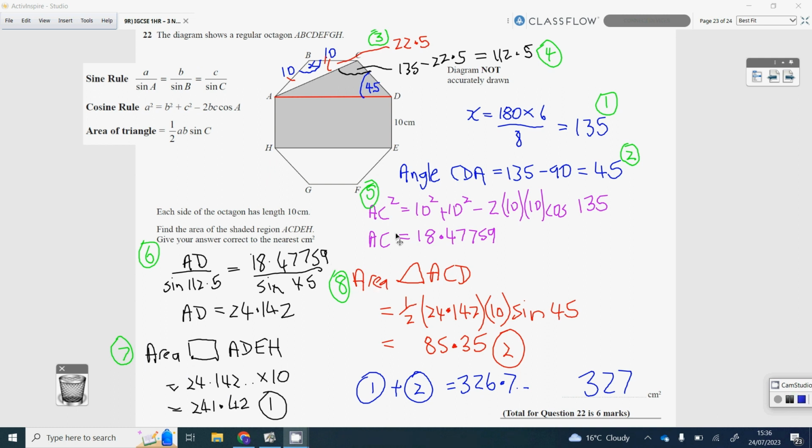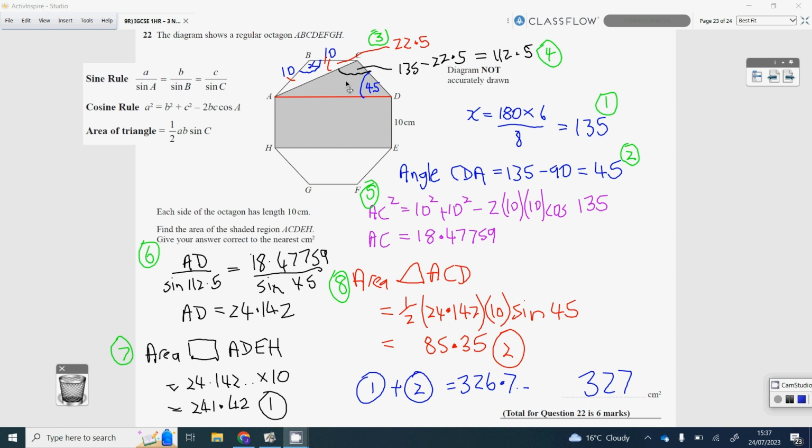Now, my eighth step, I'm going to work out the area of triangle ACD using the area of triangle rule, half AB sin C, and I'm doing it from the point of view of this angle 45. So my two accompanying sides, my A and my B, are the AD length of 24.142 and my CD length of 10, and obviously the angle C is 45 degrees. So my half AB sin C gives me an area of the triangle of 85.35.